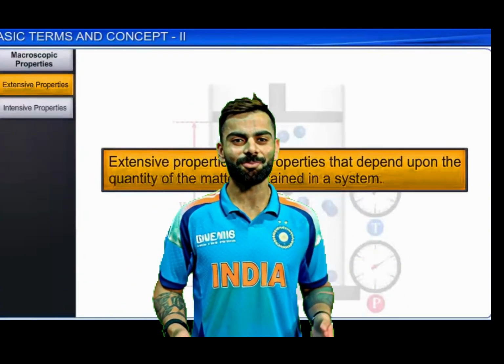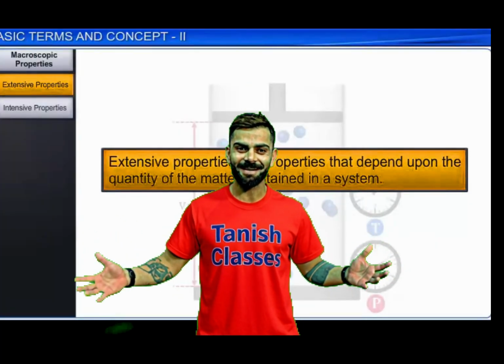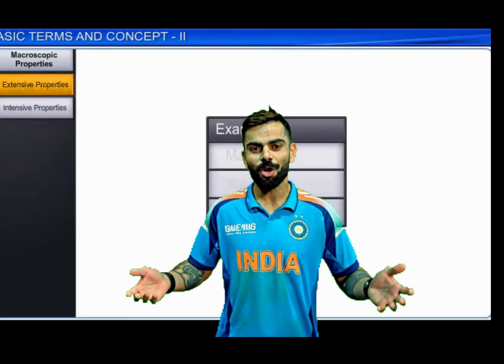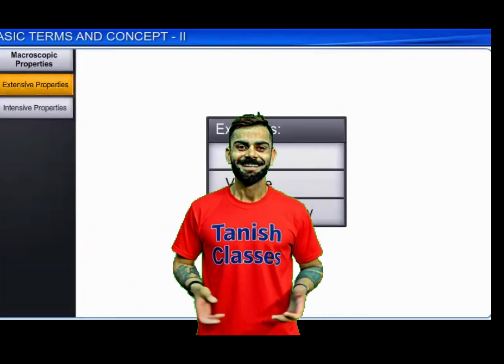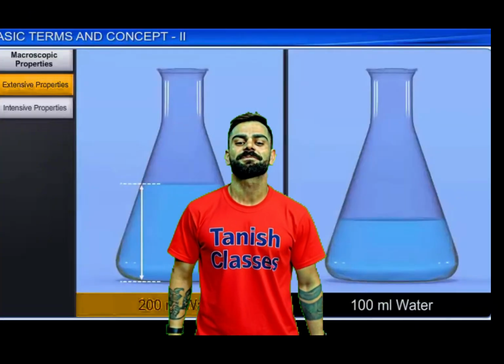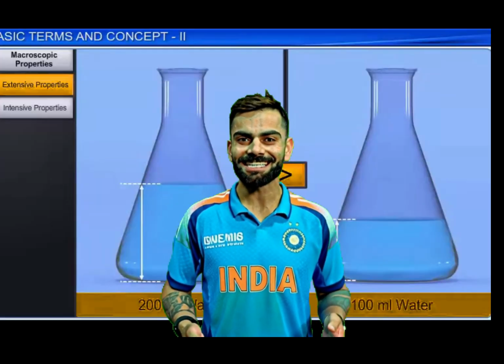Extensive properties are properties that depend upon the quantity of the matter contained in a system. Examples of extensive properties are mass, volume, and heat capacity. For example, 200 milliliters of water takes up more volume than 100 milliliters of water.